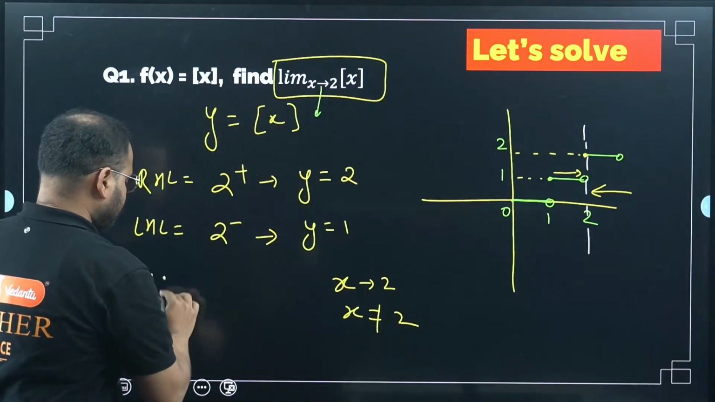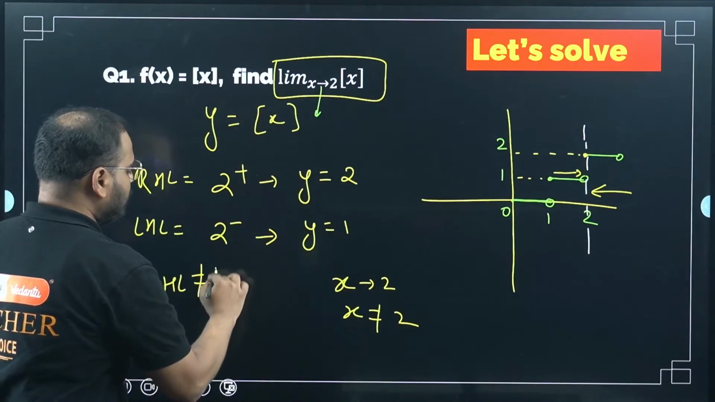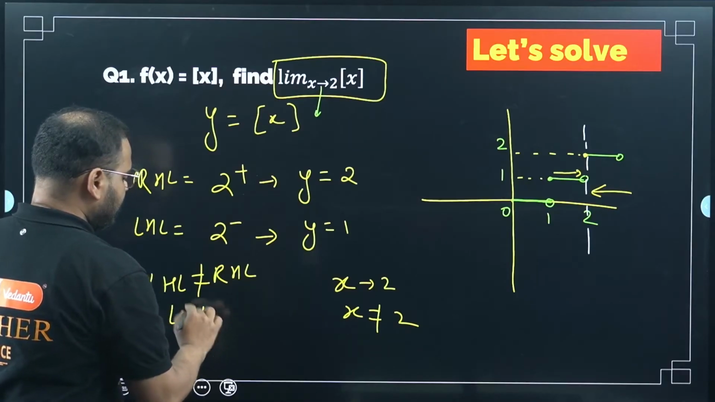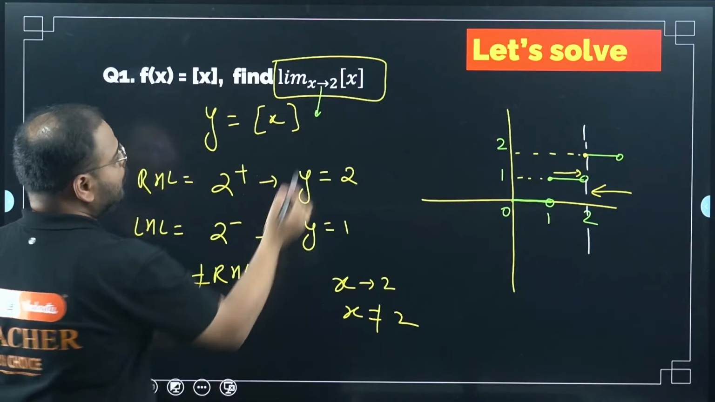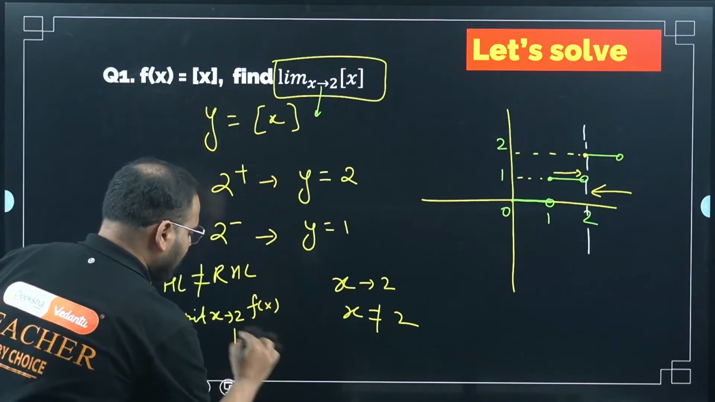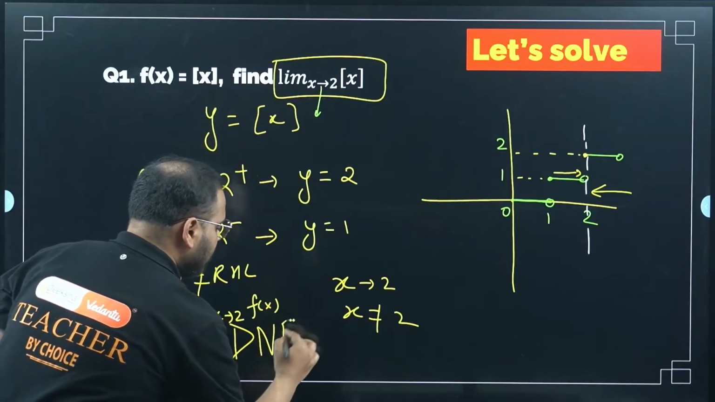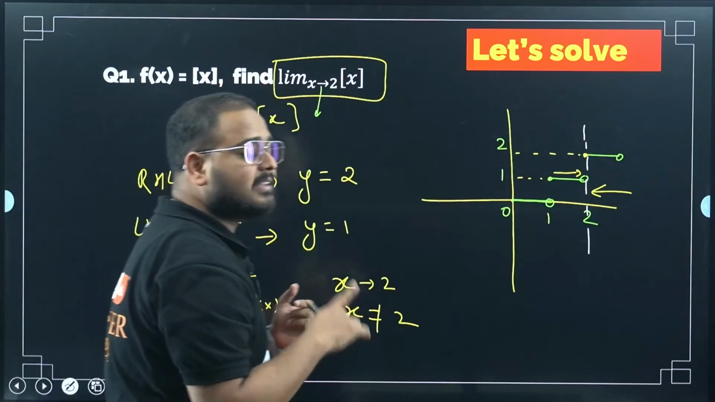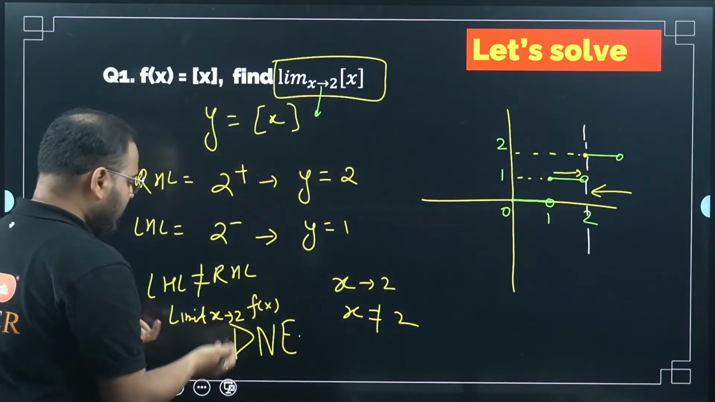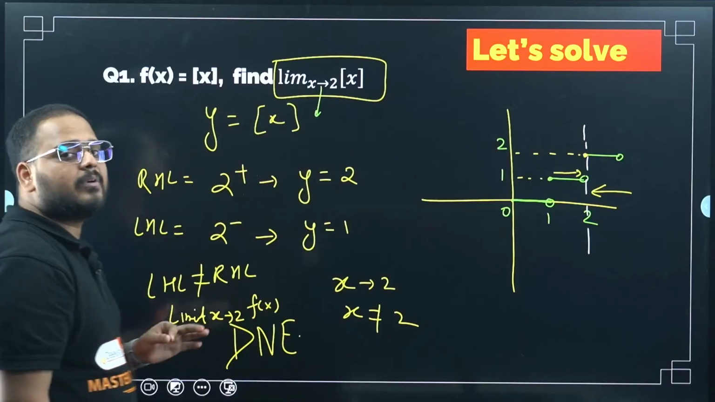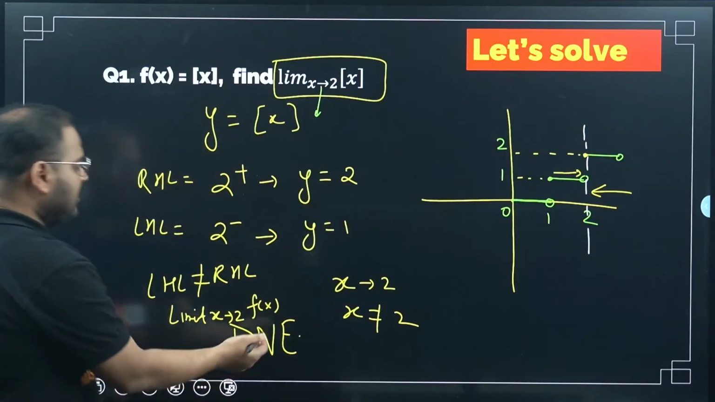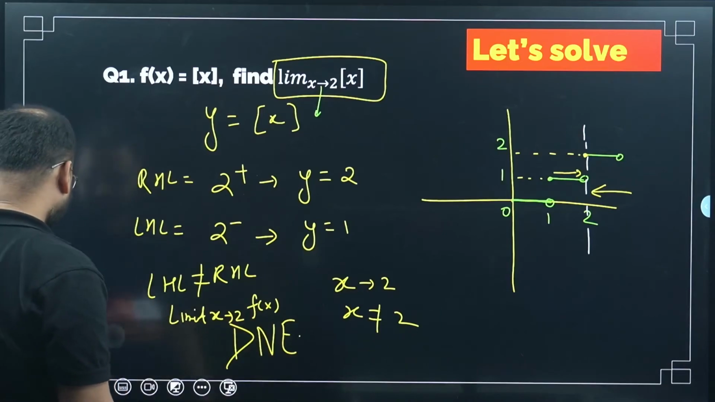It means LHL is not equal to RHL, which means the limit at x tends to 2 for the function f(x) does not exist. Write in capital DNE, does not exist, right? What did we say about existence? If LHL is equal to RHL, then only the limit will exist. In this case, LHL is 1, RHL is 2. So obviously, the limit will not exist. Simple question. Let's move on.